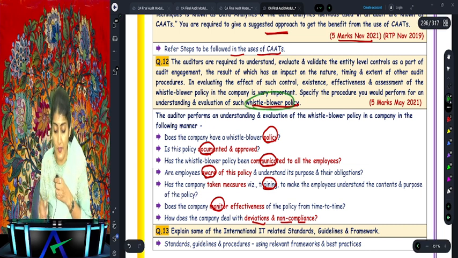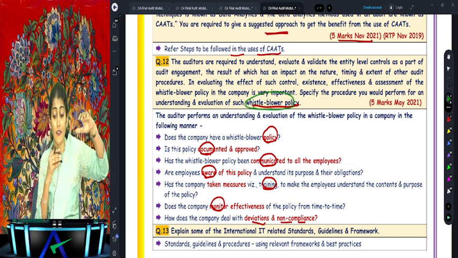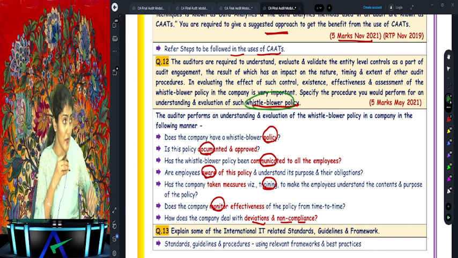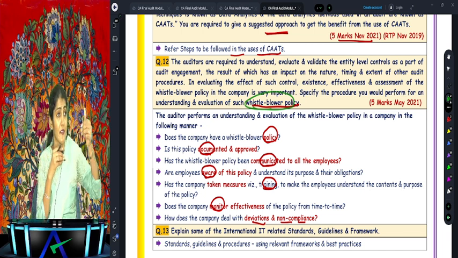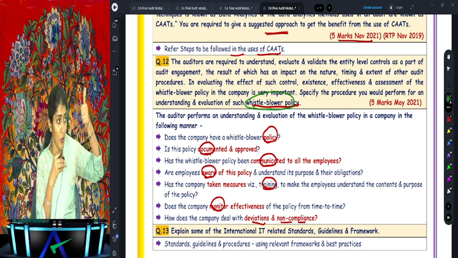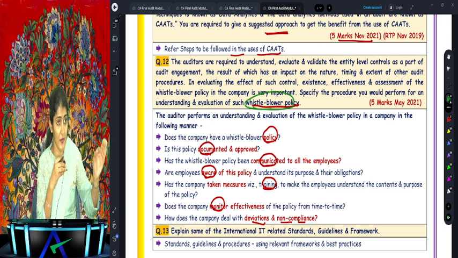Now, as such, whistleblower, where had we seen it? We had seen it in the SEBI LODR. You understand, no? Whistleblower, vigil mechanism, we've seen it over there. But this is one question which is there in the automated environment. Okay, does the company have a whistleblower policy? Then whether that policy is put in black and white.